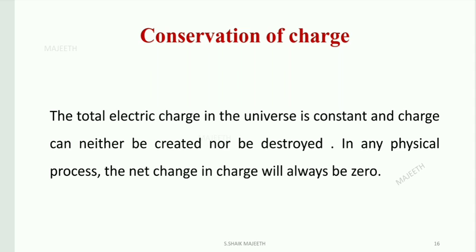As per his conclusion, the total electric charge in the universe is constant and charge can neither be created nor be destroyed. Right? So in any physical process, the net change in the charge will always be zero. Why is the net change zero? Because I am not creating an extra one or destroying what already exists. So net change is zero. This is the law of conservation of charge.